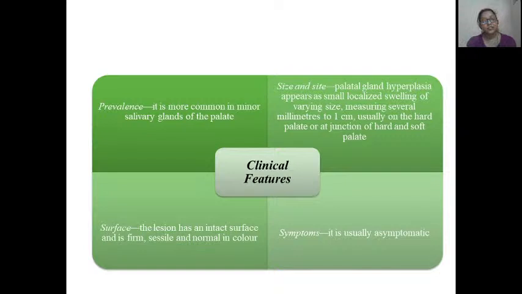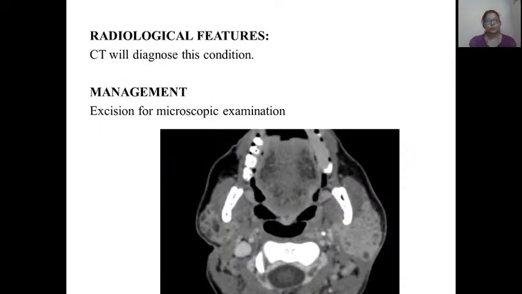What are the clinical features of hyperplasia? It is more common in minor salivary glands as compared to major, and is usually seen in the palate. It appears as a small localized swelling of varying size, measuring from several millimeters to 1 cm, usually on the hard palate and the junction of the hard and soft palate. On touch, it is firm, sessile, and normal in color. It is usually asymptomatic. Radiographical features will diagnose this condition.